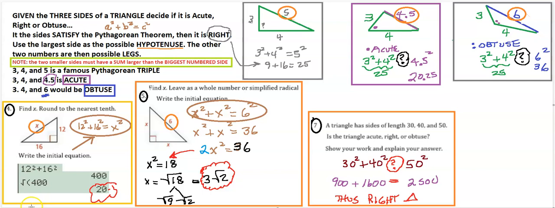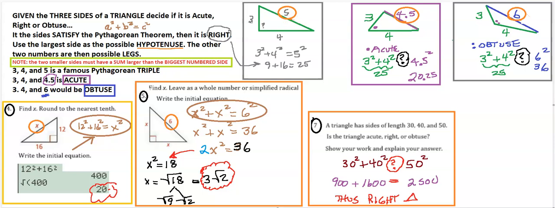When we are told the size of the three sides of a triangle and we are told to decide if it's acute, right, or obtuse, we use the Pythagorean theorem to first test to see if it happens to be a right triangle. Well, we know from past experience that the 3, 4, 5 triangle is in fact a right triangle. So that's where we're going to start. Knowing that's a right triangle, it fits the Pythagorean theorem.